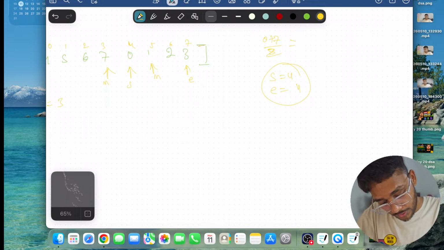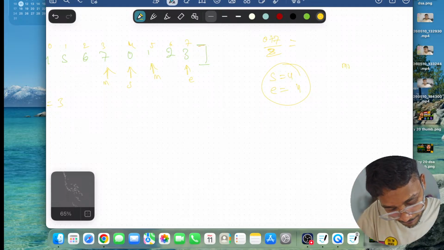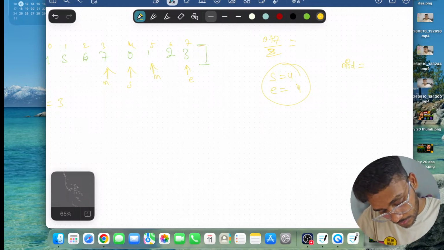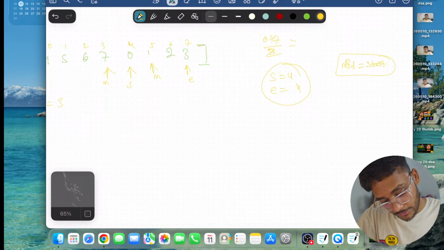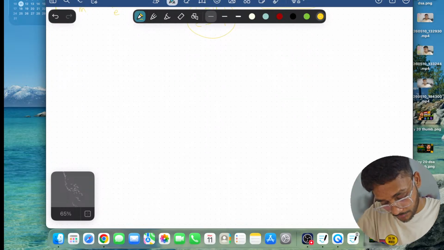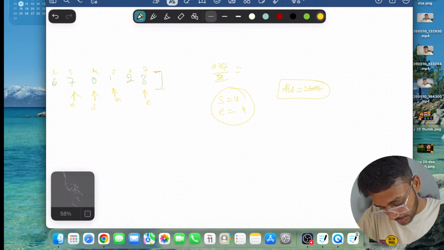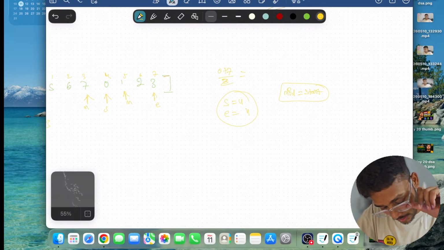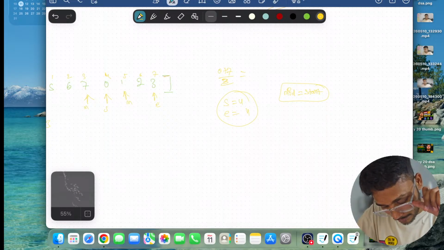So if we compare it, start and mid will be the same. Start and mid will be the 4, and if start and mid are equal, how can we decide whether it's in the left sorted part or in the right?